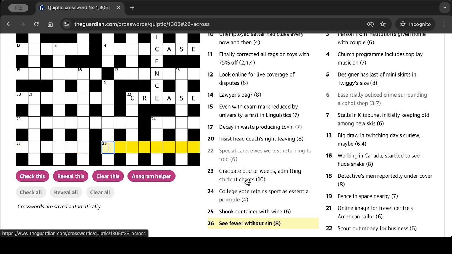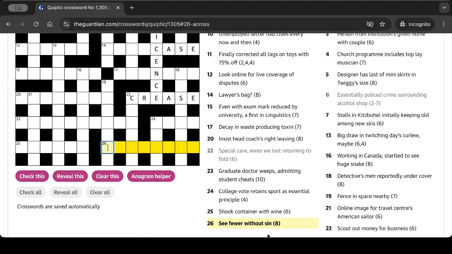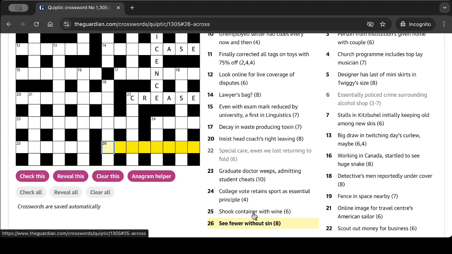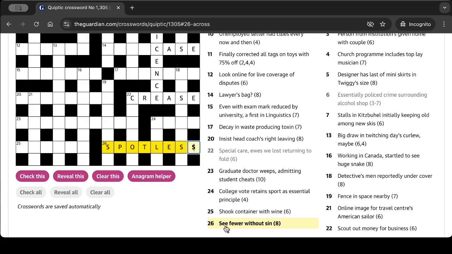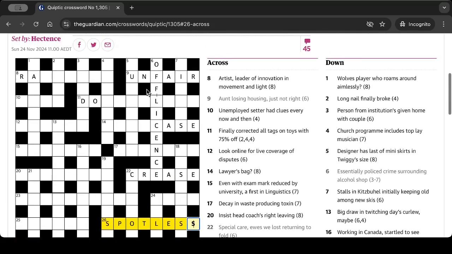See fewer without sin. Could without be an anagram indicator? We do have the right number of letters, and then sin, could we have potentially an anagram that means the word sin? I don't think so. I wonder if this is more likely to be a charade. So, yeah, actually if it is a charade, a word for C could be spot, and a word for fewer could be less. So it's a charade of C and fewer, meaning without sin, so spotless. So few in, but not too many.